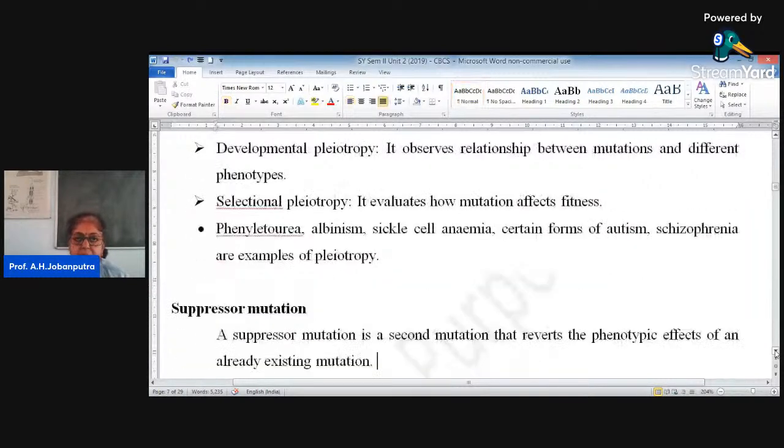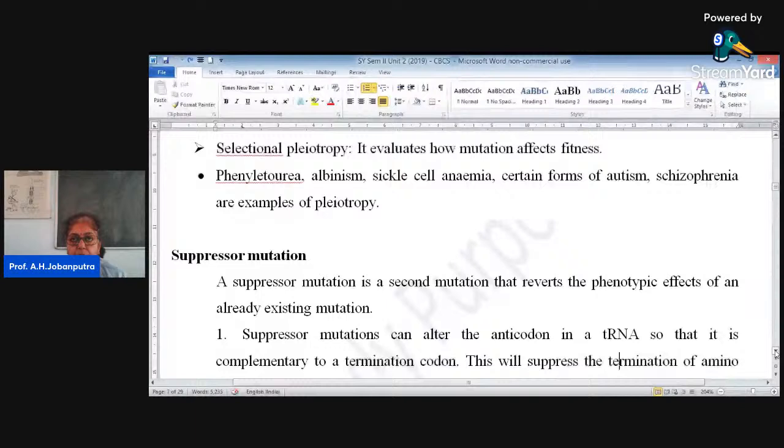In autism, there is no proper development of the brain. Schizophrenia is a disease in which the patient starts imagining things. They believe that things which have not happened have happened, and they create different types of stories. That is known as schizophrenia. Next is suppressor type of mutation.